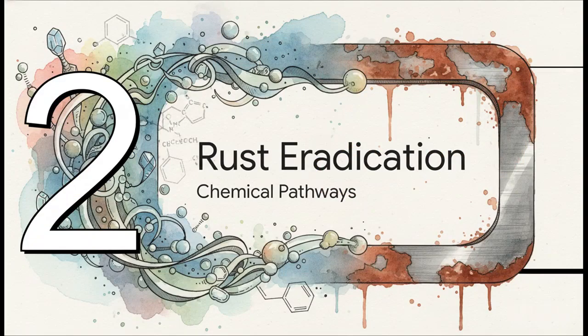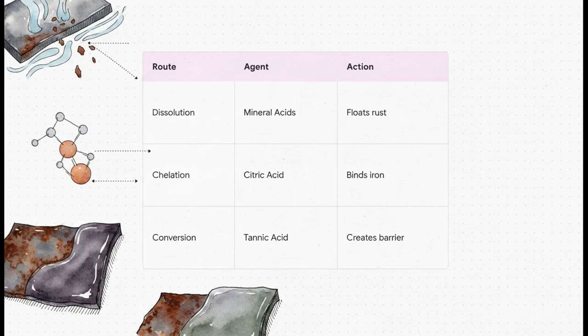Moving on to Section 2, Mechanisms of Rust Eradication. There are 3 distinct chemical routes you can utilize for eradication, and you have to select your agent based on the specific route required. Removers utilize either dissolution, where mineral acids shift the iron oxide bonds and basically float the rust away, or chelation, where agents like citric acid selectively bind to the iron atoms.